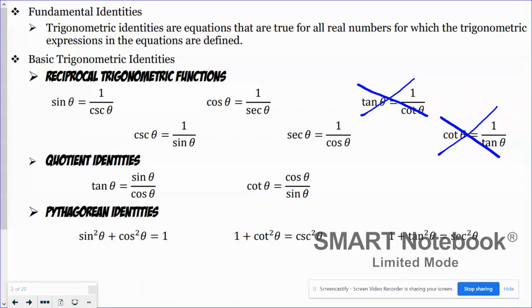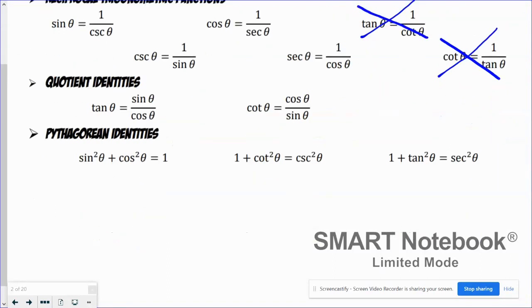Okay. And then we have our Pythagorean identities. There's 3 of them. So we have sine squared plus cosine squared is 1. 1 plus cotangent squared is cosecant squared. And 1 plus tangent squared is secant squared.